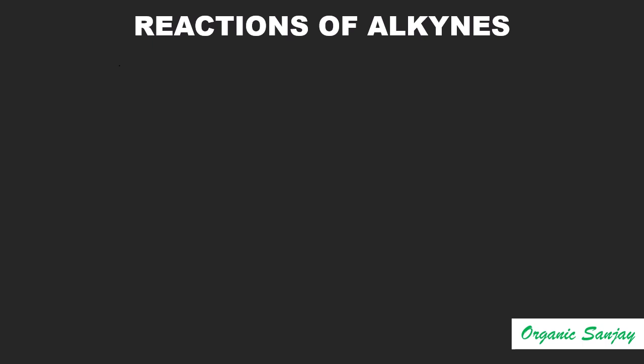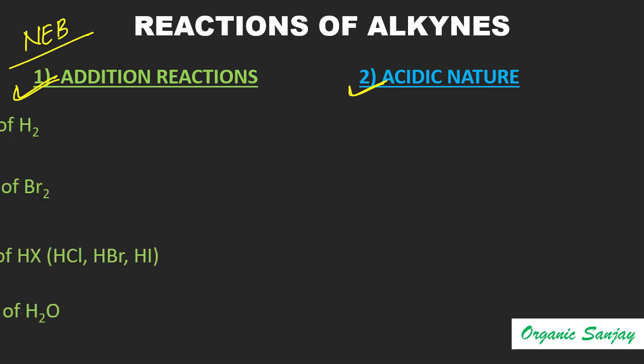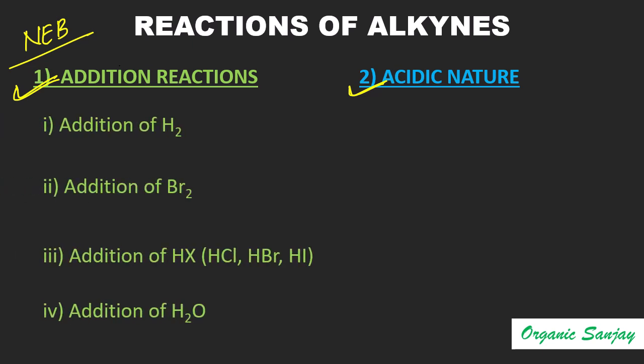Hello students, in this video you are going to learn about different reactions of alkynes, and I am preparing this video according to the NEB syllabus. So you will be learning about addition reactions of alkynes and the acidic nature of alkynes. Under addition reactions, you will be learning about these four different reactions: addition of hydrogen, addition of bromine, addition of halogen acids, and addition of water in the presence of mercuric ions.